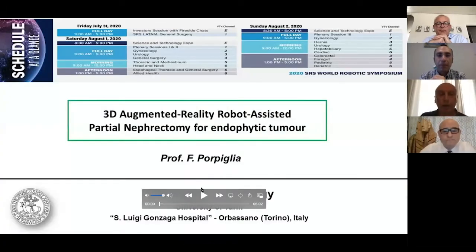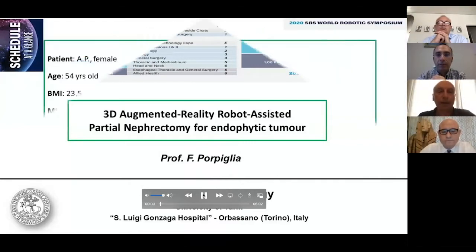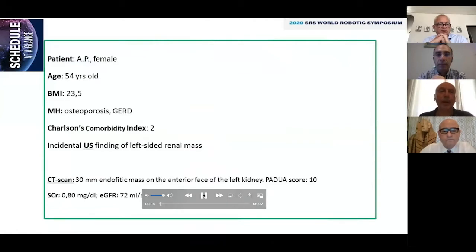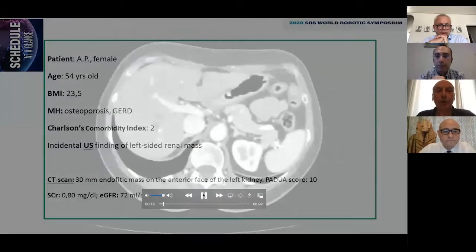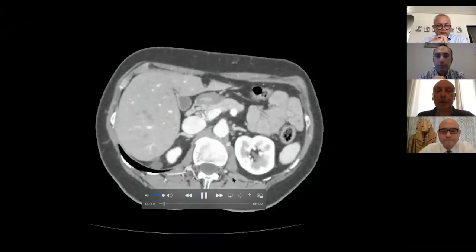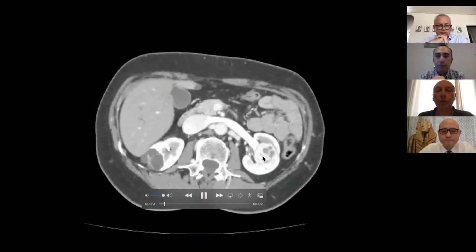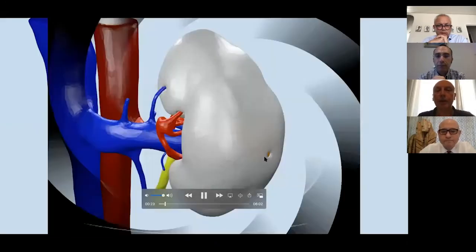My talk today is about partial nephrectomy guided by augmented reality. I'd like to show the technique that I usually employ to treat a complex tumor, especially tumors located inside the kidney, where the tumor is completely covered by the kidney. As you can see, this tumor is located in the central part of the kidney.